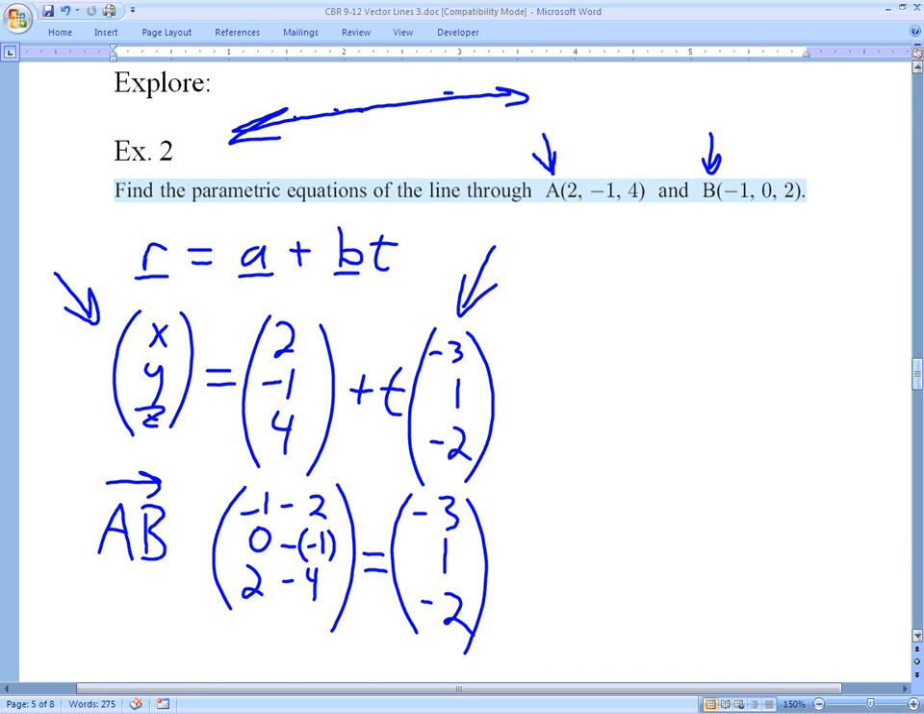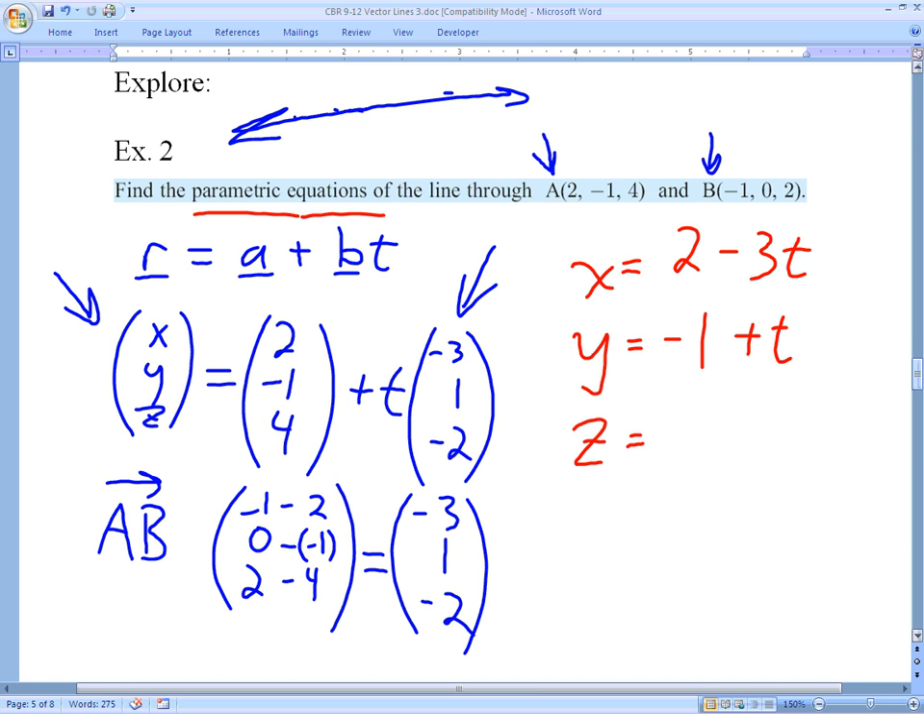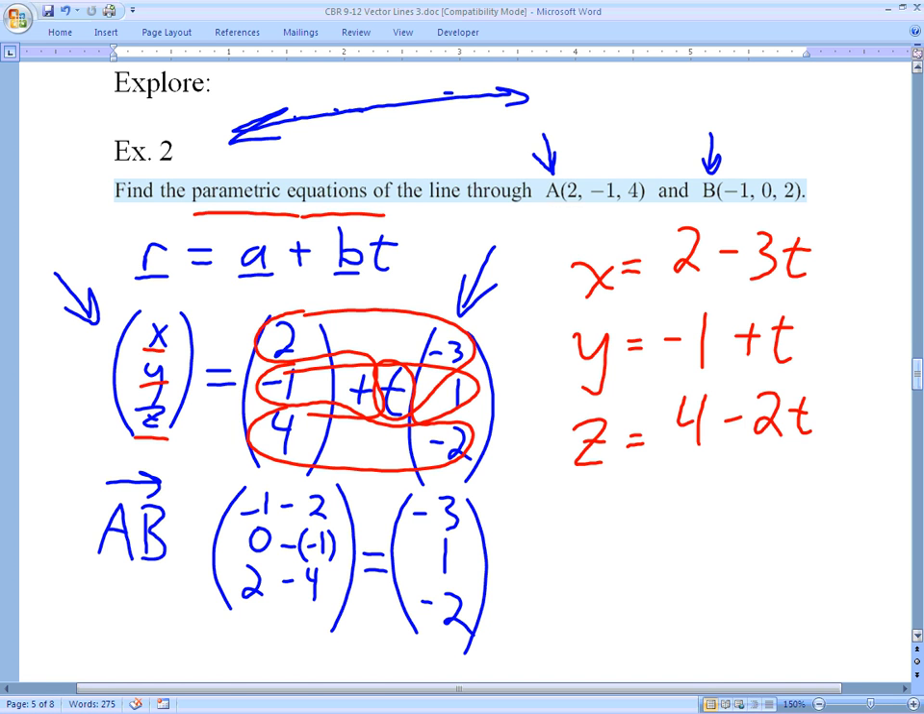I still haven't answered the question, though. It said write parametric equations. So I need 3 equations, one for x, one for y, and one for z. Our x is going to be 2 minus 3t, just like we did before. Our y is going to be negative 1 plus a single t, and our z is going to be 4 minus 2t. Once again, for the x, we take the 2 plus the negative 3t, or minus 3t, and for the y, we take negative 1 and the 1t, and so on, doing the same thing for z, again including the t every time. It gets a little messy as I do that.